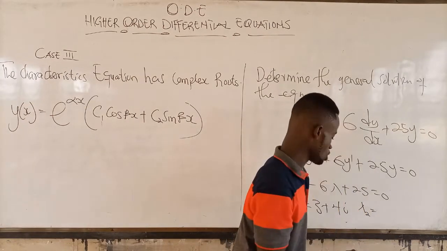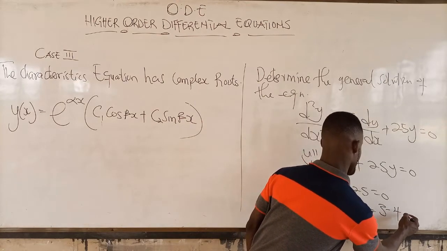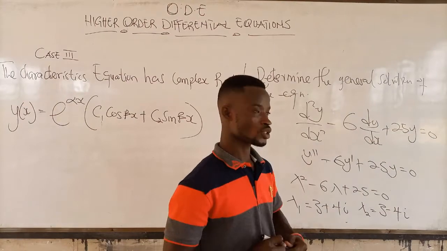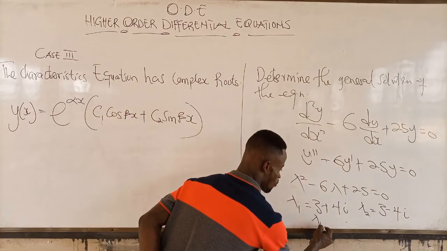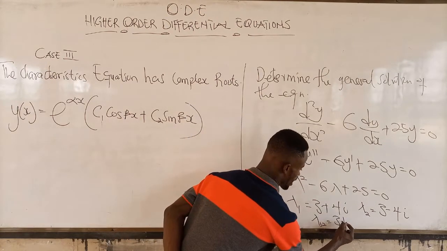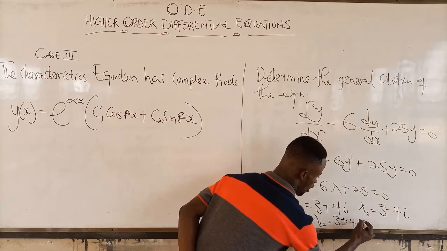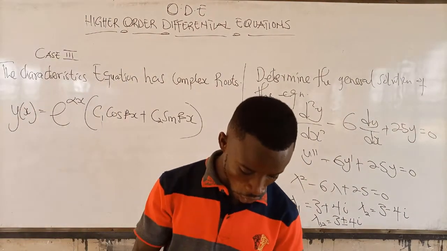Lambda 2 is 3 minus 4i. Alright? Therefore, lambda 1, 2 is equal to 3 plus or minus 4i. I hope it's clear. Very good.